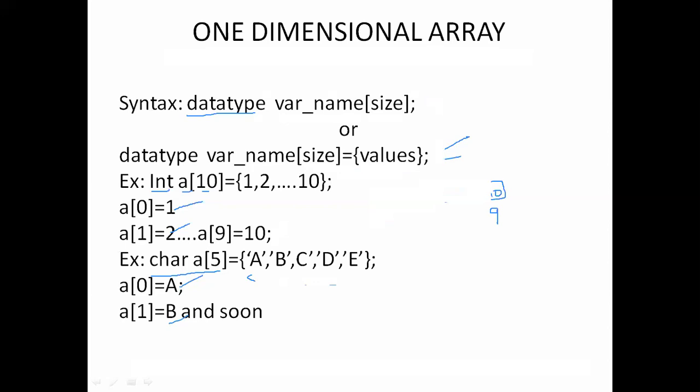Just once again, I will repeat. Someone asked me to explain once again. See here, a one-dimensional array means an array which contains only one subscript. This we call the subscript.